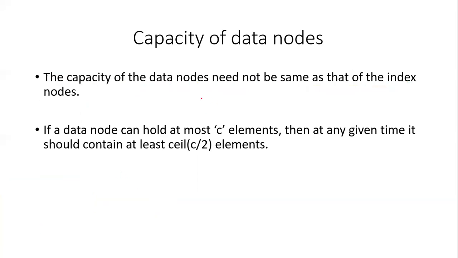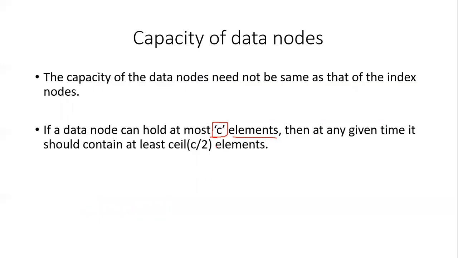So what is the capacity of the data node? That depends. Whatever we want, we can set. Let us assume that the capacity of the data node is C. That is the upper bound, that is, a data node cannot have more than C elements.